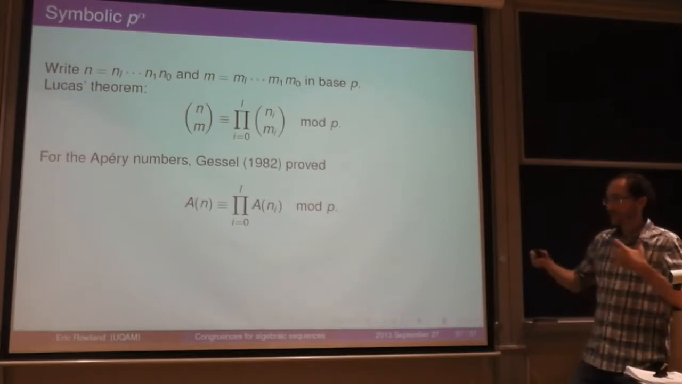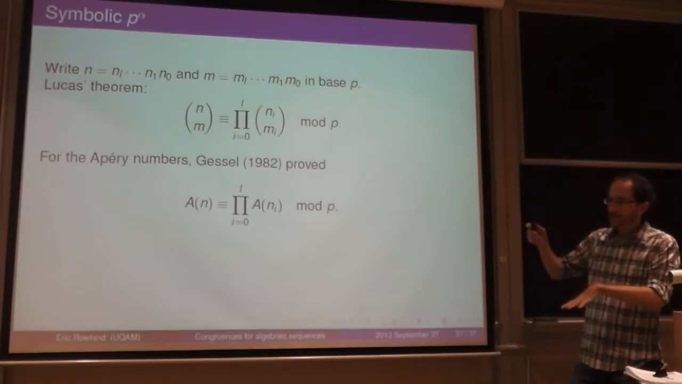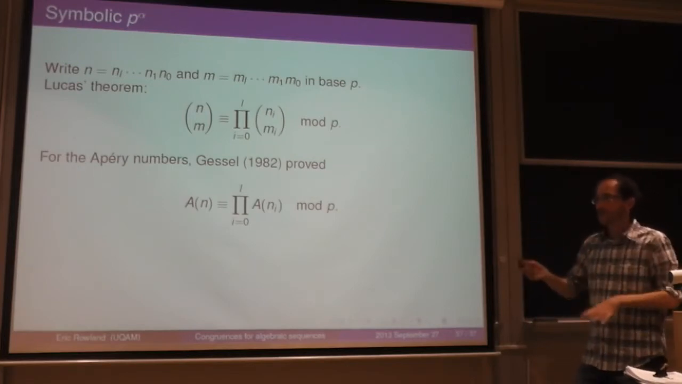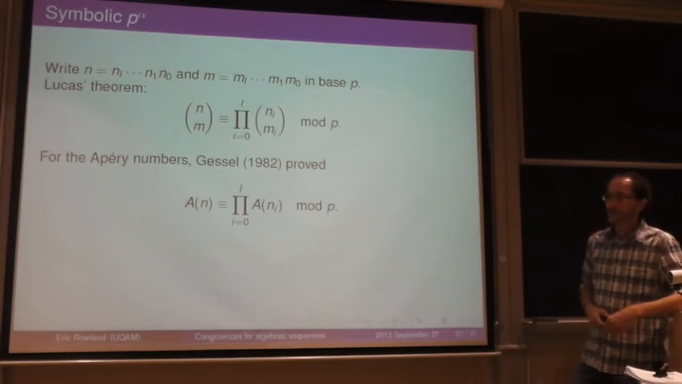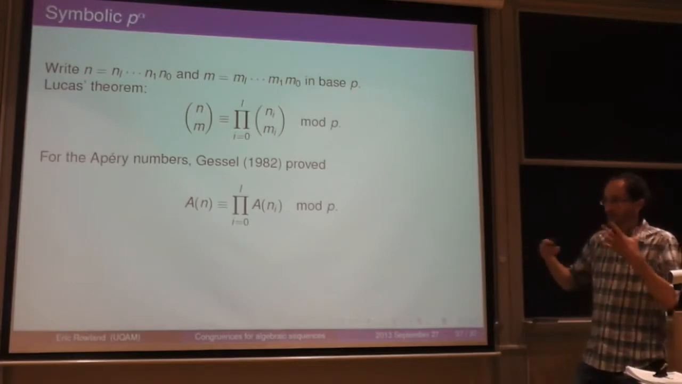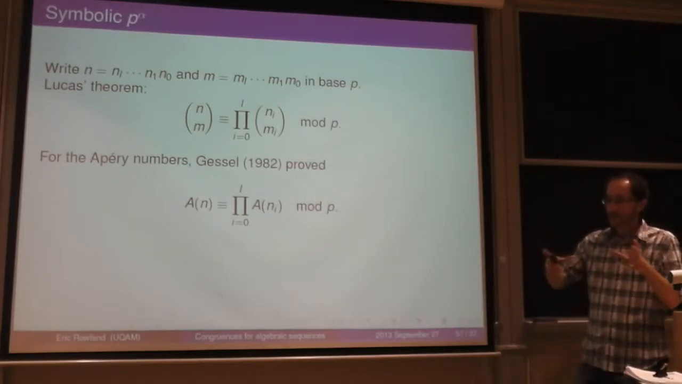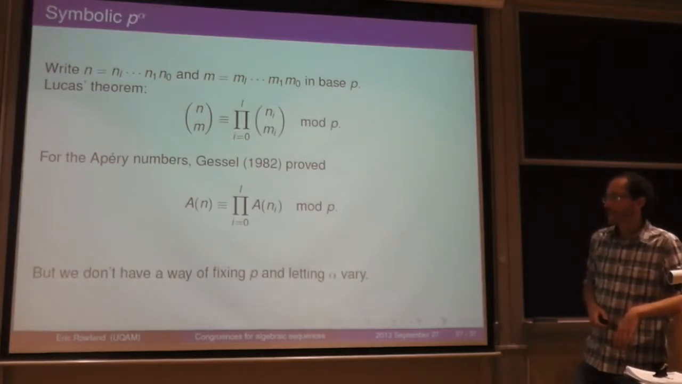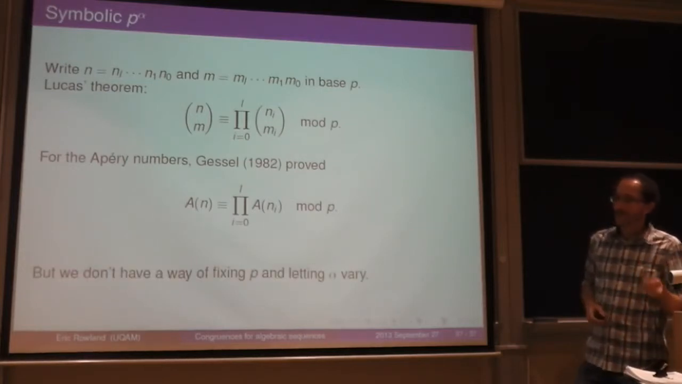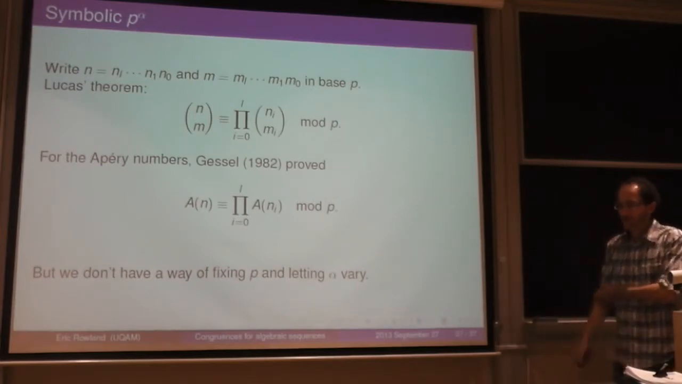And so we're able to, again, this is by hand, for a general rational expression, under certain conditions we can say that, yes, there's going to be a theorem like this, a Lucas product, where to compute the nth term, you only need to know some finite number of terms mod p, and there's a very nice product. We don't have any way of fixing p and letting alpha vary, though. So this is what you would need to prove the Boyer conjecture.